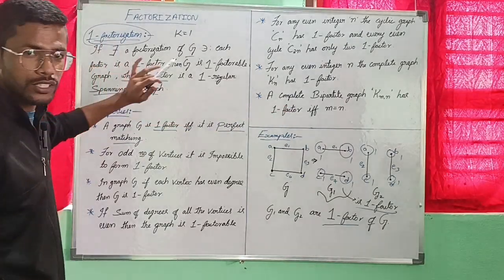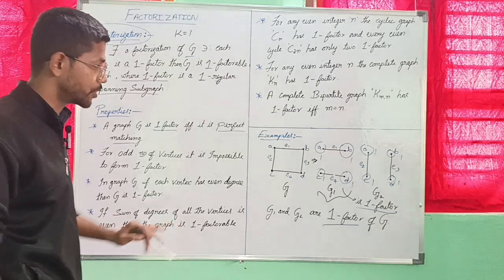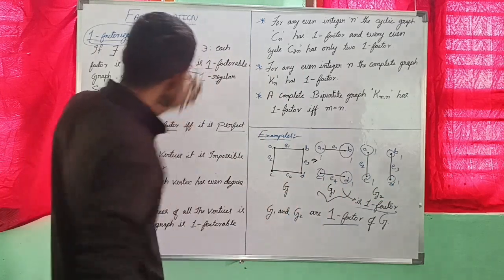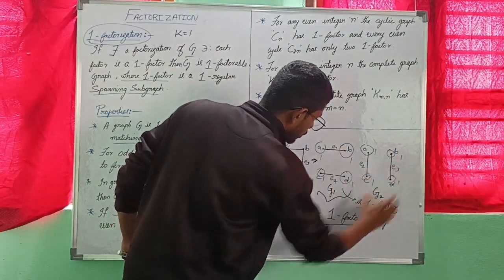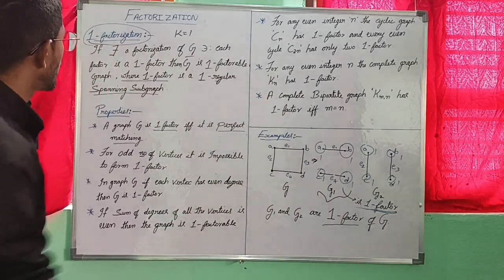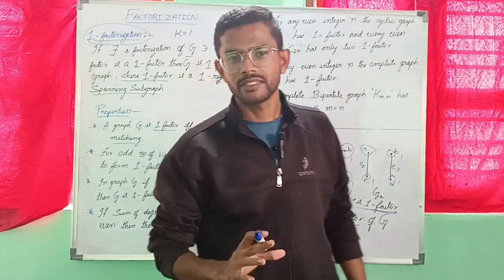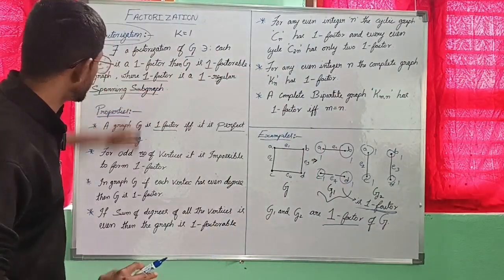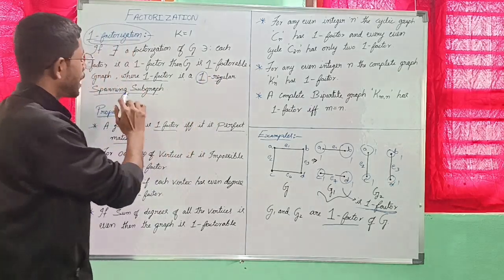One factorization is defined as follows: if there exists a factorization of graph G such that each factor is a one factor, then this graph G is a one factorable graph. Here, a one factor is a one regular spanning subgraph.